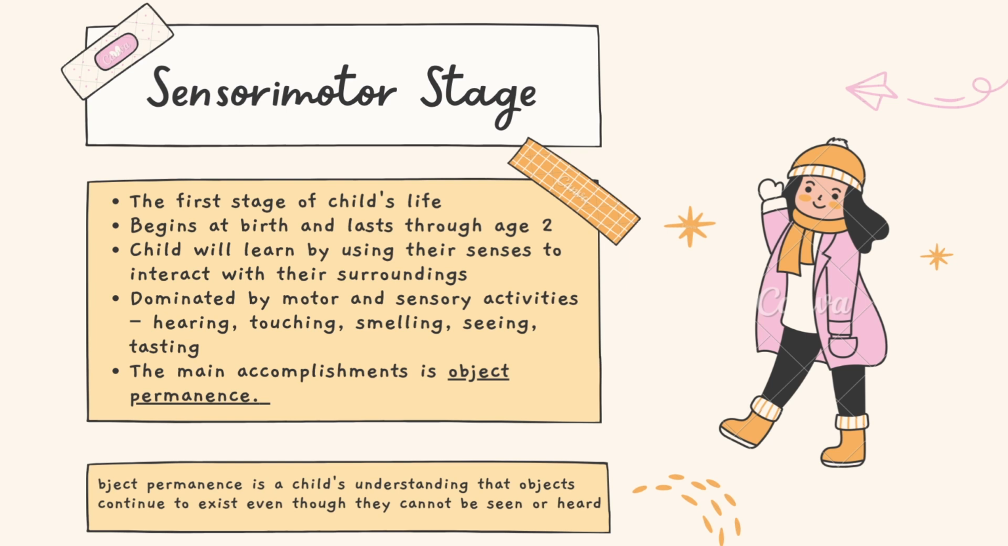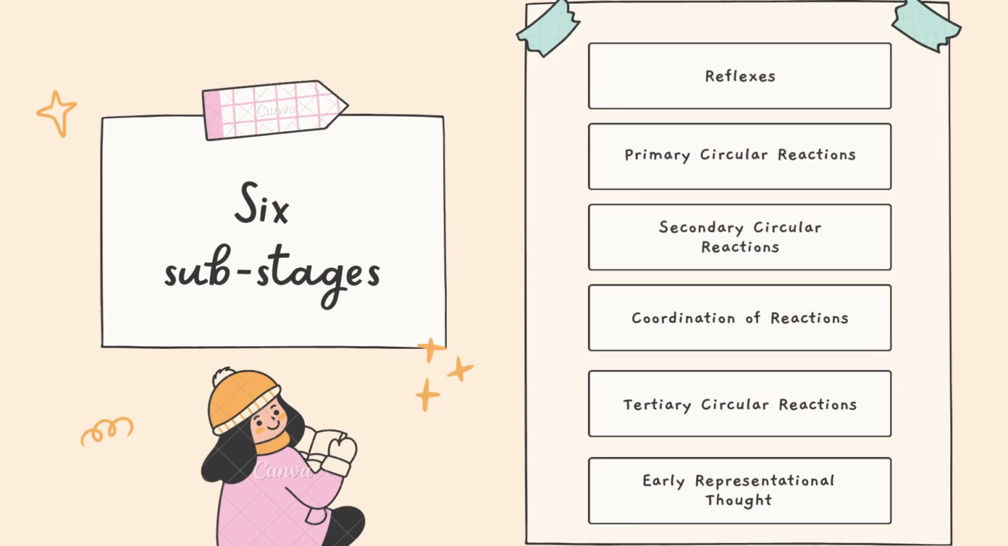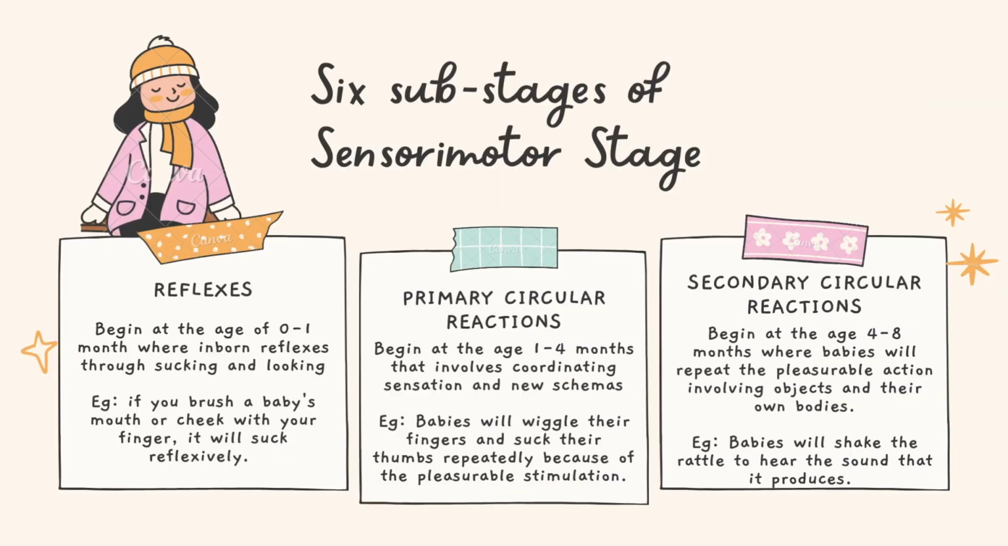For this stage, the main objective and accomplishment is object permanence. What is object permanence? Object permanence is a child's understanding that objects continue to exist even though they cannot be seen or heard. So, for this sensorimotor stage, it has six substages, which are reflexes, primary circular reaction, secondary circular reaction, coordination of reactions, tertiary circular reaction, and early representational thought. I will give some examples.